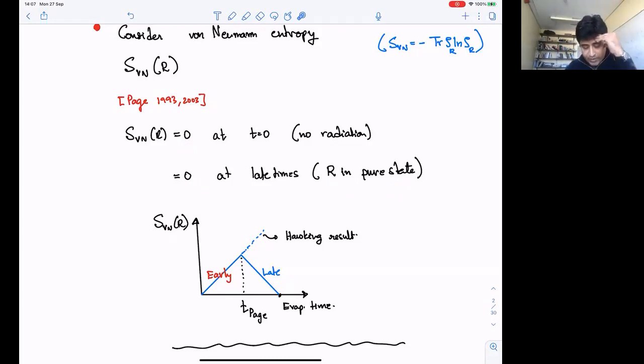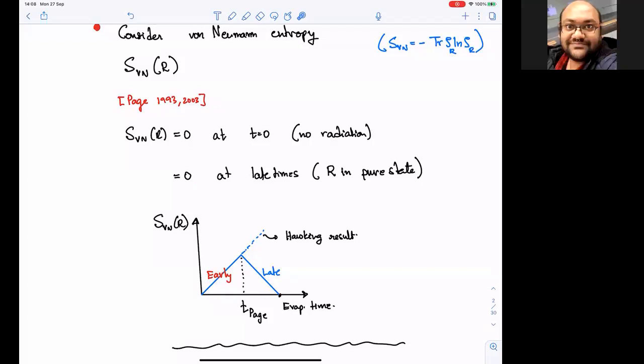And on general grounds, you can say that at early times, the entropy of the radiation, which looks thermal-like, grows linearly. Something happens, there is a turnaround period, and then there is late time radiation. But at late times, the von Neumann entropy of the radiation has to necessarily come down. And the turnover point, the crossover point where this occurs, is the Page time. As we'll see in a little bit, this Page time is a macroscopic time scale. To be more precise, T Page is not close to the evaporation time. And we'll look at this.